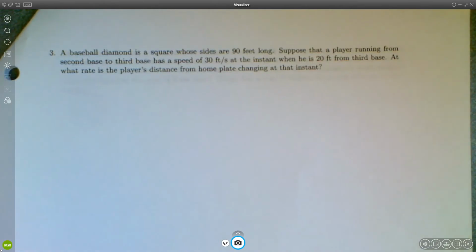So number 3 says, a baseball diamond is a square whose sides are 90 feet long. Suppose that a player running from second base to third base has a speed of 30 feet per second at the instant when he is 20 feet from third base. At what rate is the player's distance from home plate changing at that instant?